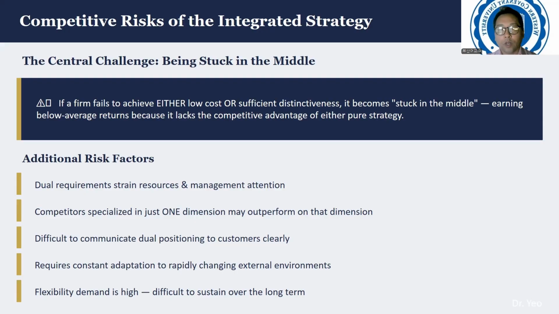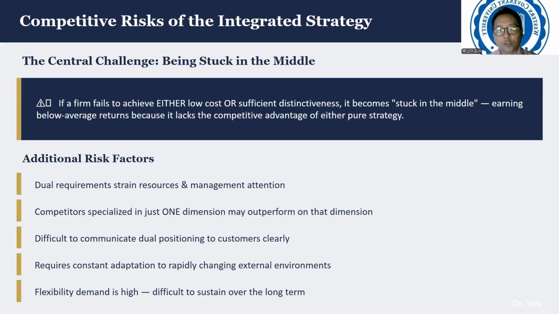Think about mid-range department stores in the US, like Sears is a great example. For decades, Sears tried to offer both low prices and quality products. But Walmart beat them on price, and specialty retailers like Best Buy beat them on selection and expertise. So Sears ended up stuck in the middle and eventually went bankrupt.